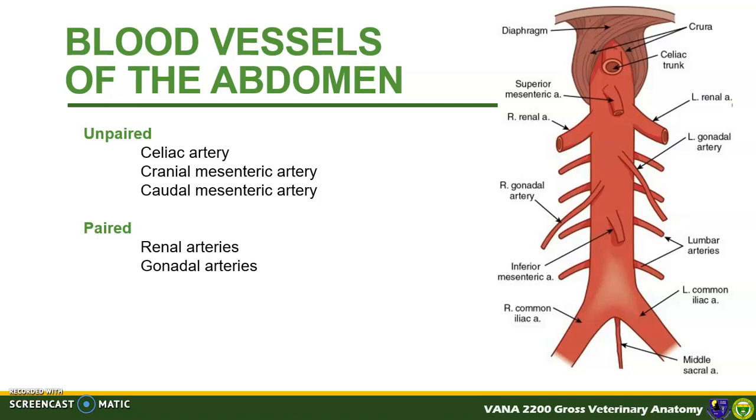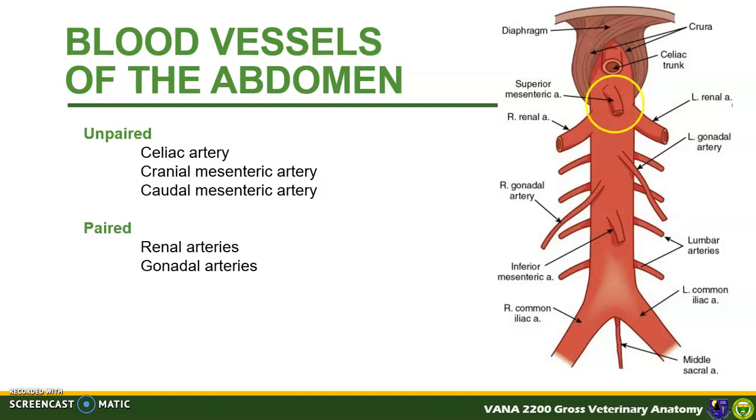For visualization, let us locate them using this figure depicting the branches of the abdominal aorta. The celiac artery supplies the stomach, part of the duodenum, the liver, and the spleen. It has three main branches: the left gastric artery, the hepatic artery, and the splenic artery.